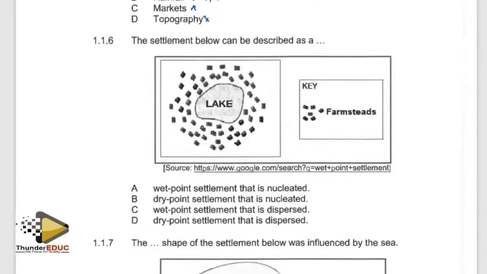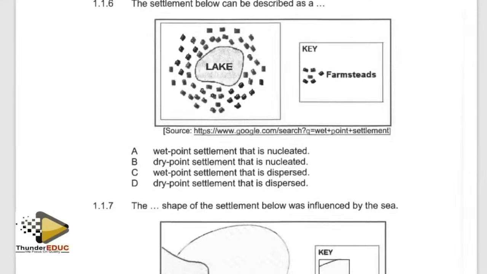A settlement below is described as, what is it? There is a lake here, and there are settlements around the lake or that farmstead. So is it a wet point settlement that is nucleated, a dry point settlement that is nucleated, a wet point settlement that is dispersed, or a dry point settlement that is dispersed? The moment they say dispersed, those ones are going to be out, because this is not dispersed, this is concentrated around one central place. If a settlement is close to the water body, it's a wet point, not a dry point. Therefore, the answer here is A.